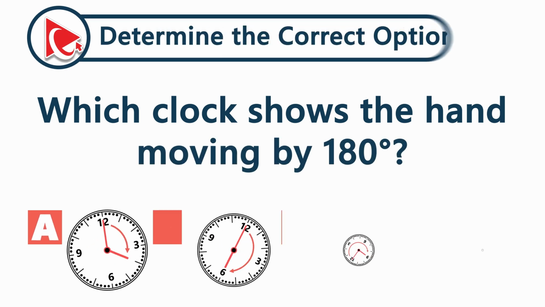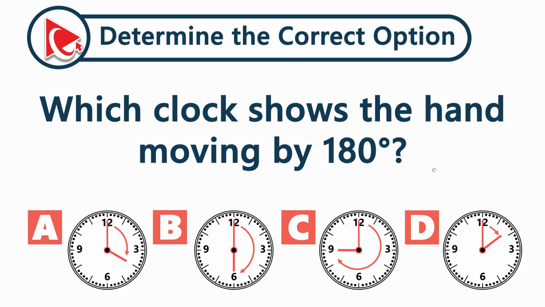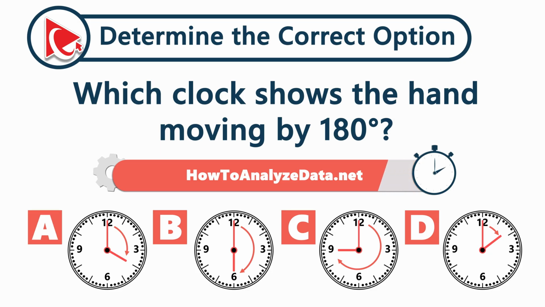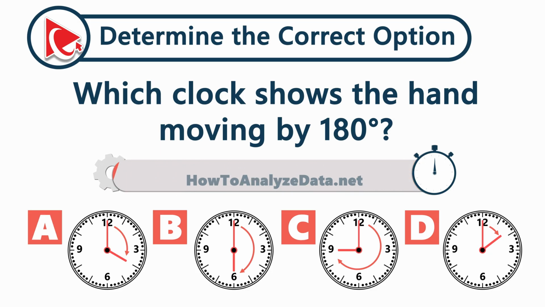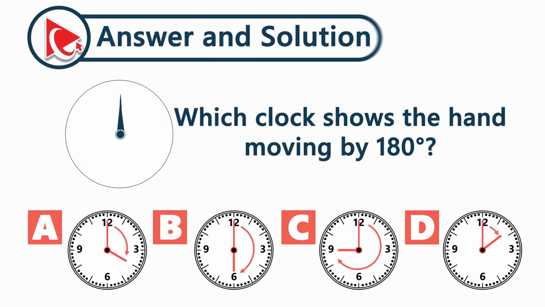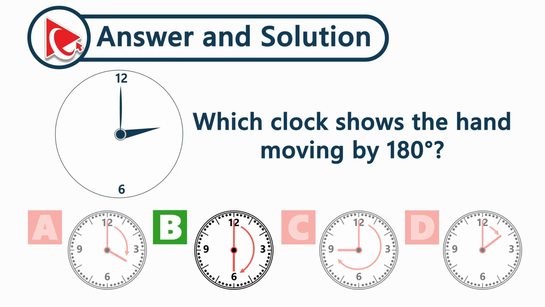You see 4 clocks. In each one, a hand has moved, but only 1 clock shows a perfect 180-degree turn. Can you find the right one? Look at the start and end points. Remember, a 180-degree movement means a straight line flip across the clock face. If you have picked clock B, you got it. That hand travels from 12 to 6, exactly halfway around.